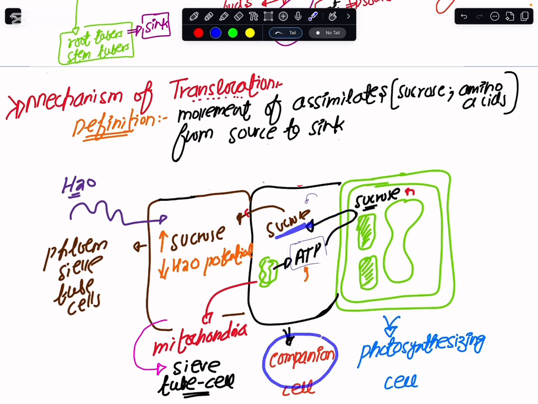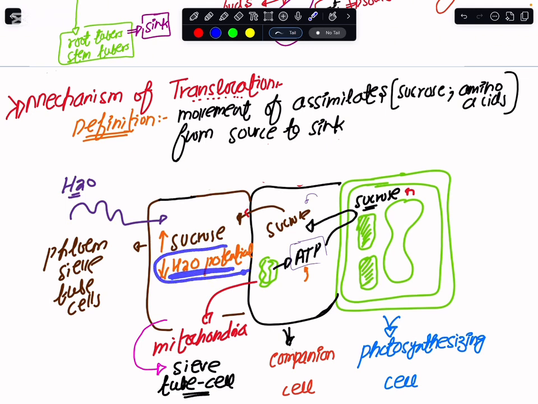And once the sucrose and the amino acid come into the companion cells, their concentration in the companion cell increases, and their concentration in the phloem sieve tube element comparatively is less. So the sucrose and the amino acid now come from the companion cell into the phloem sieve tube element. Now think of the situation that in the phloem sieve tube element, when we deposit the sucrose and the amino acid, it lowers the water potential in them.